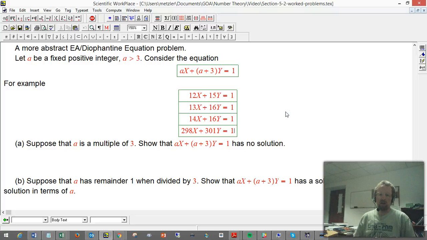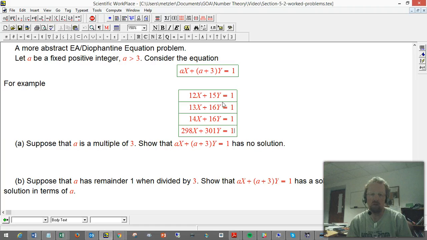Let's look at a more abstract Euclidean algorithm, Diophantine equation problem. Let a be a fixed positive integer, and a is going to be greater than 3 just to avoid some special cases that are a little bit different. And we're going to consider an equation of the form ax plus (a plus 3)y equals 1. So this is a whole family of equations.